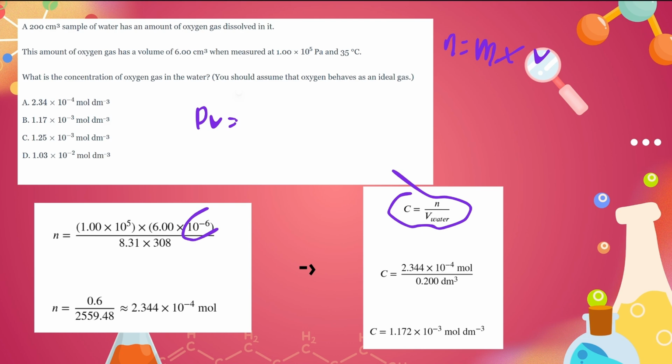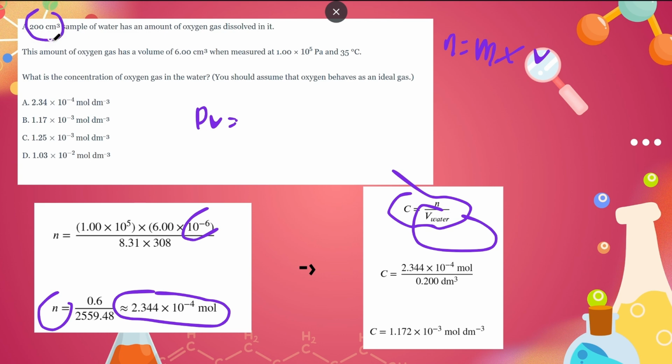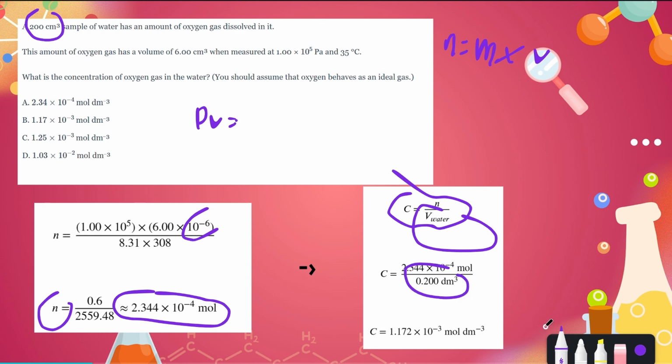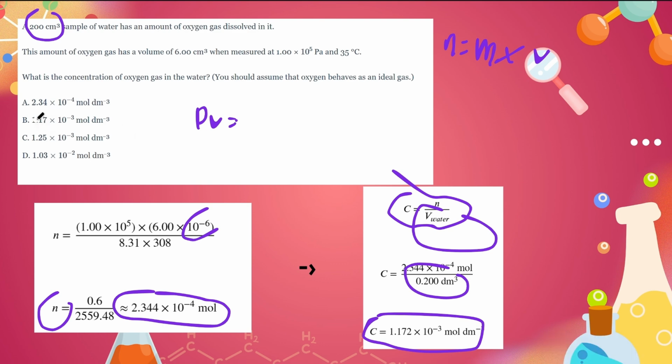Check, check, check. Yes. Here, and then we found the mole, which is the mole of it, and then we just put it into the equation right here, and then use the volume of water because we know the volume of water is here, and make sure to make it as dm cubed right here. Make sure to use that, and then we got the answer right here. So the answer is B.